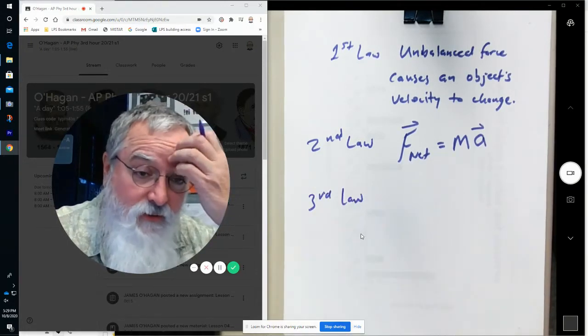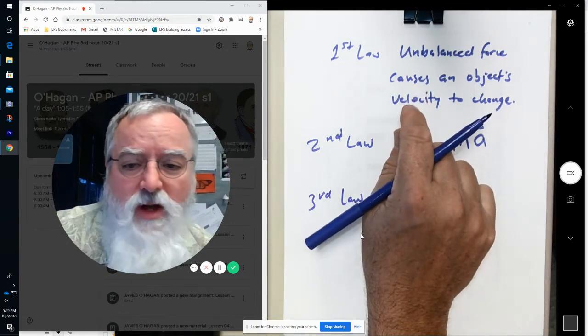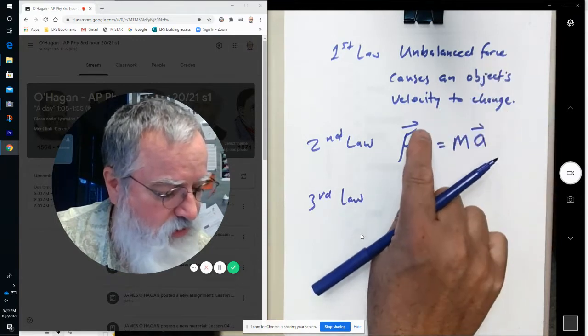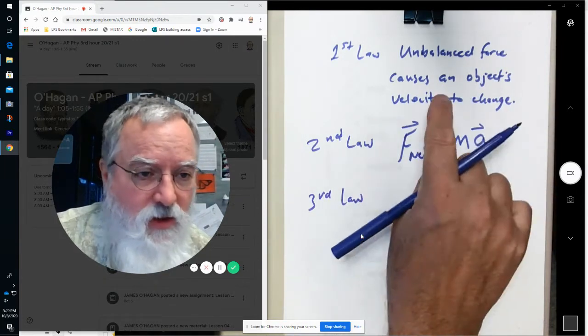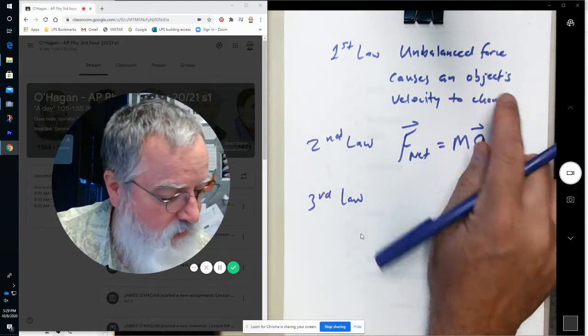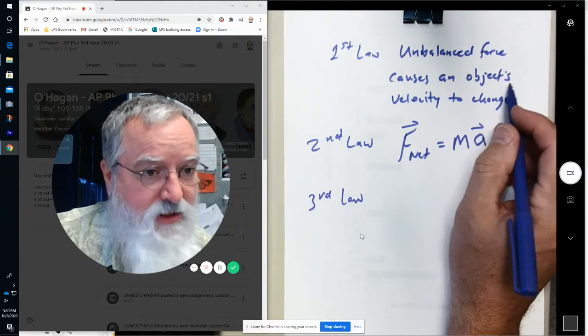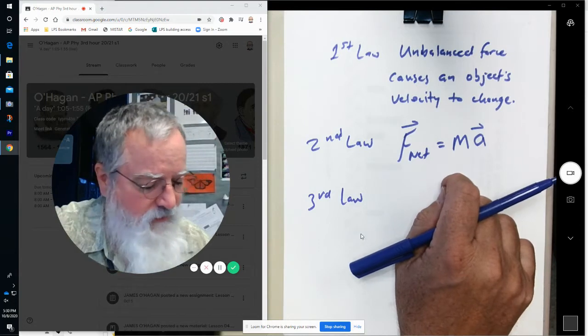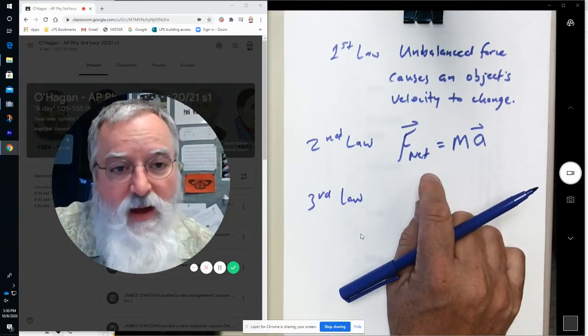All right, third law. Third law is different from the first two. The first two talk about all the forces on one object. The unbalanced force on one object causes that one object's, remember it's apostrophe S, not S apostrophe, velocity to change. Newton's second law, it's about one object.